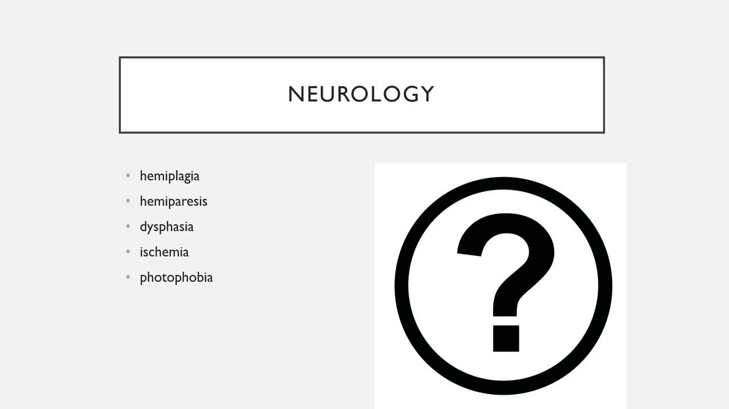Dysphasia. Difficult speech. Ischemia. The condition of having blood flow blocked. Photophobia. It's the condition of having light sensitivity. Let's move on to the next chapter.